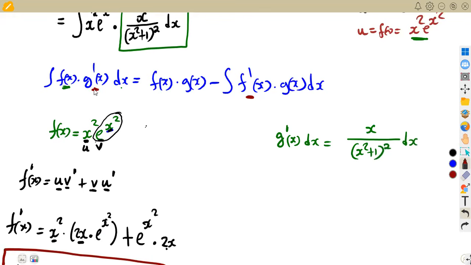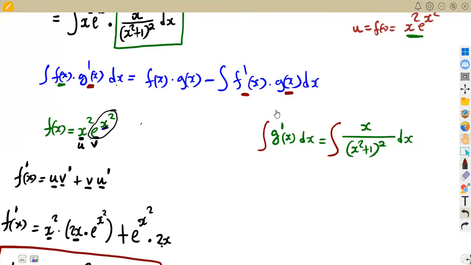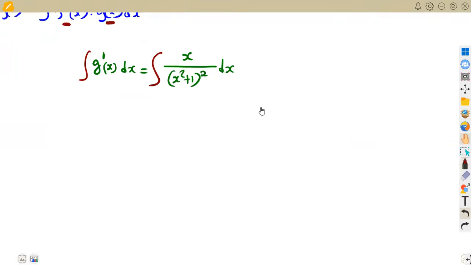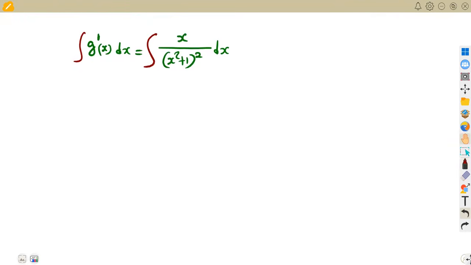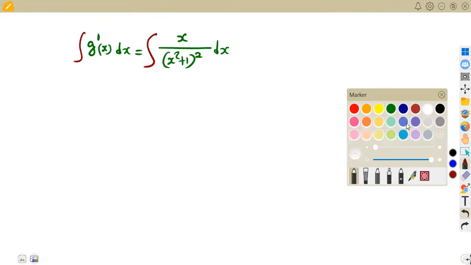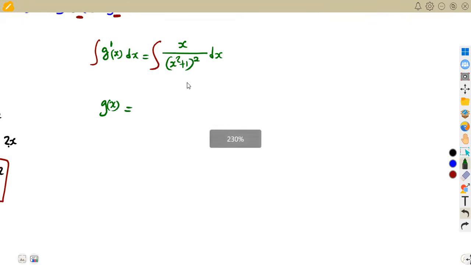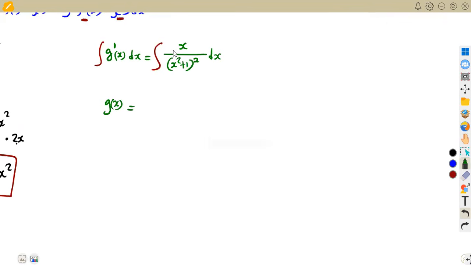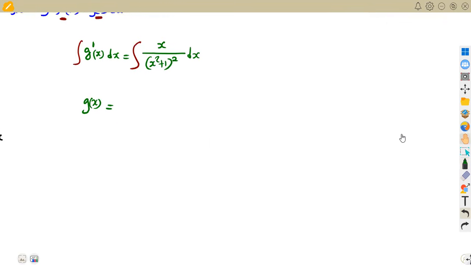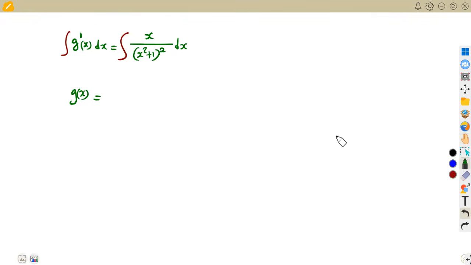We move on. The remaining part, we said, is for g prime x, which is going to give us g(x). So in order for us to obtain g(x), we need to integrate both sides. All right, so let us integrate both sides and see what you're going to obtain from this. By integrating both sides, we are obtaining g(x) in this case. Now the question is, how are we going to integrate x over x squared plus 1 to the exponent of 2?